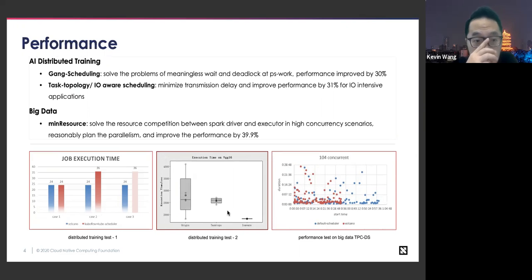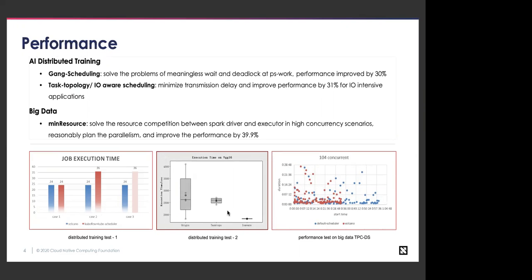Okay, and also one question. Can I have a question? So for gang scheduling, you can start the job even if all the requested resources are not available, and preventing deadlock. Is that the case? And what will happen later if some of those resources become available? Would gang scheduling accommodate that?